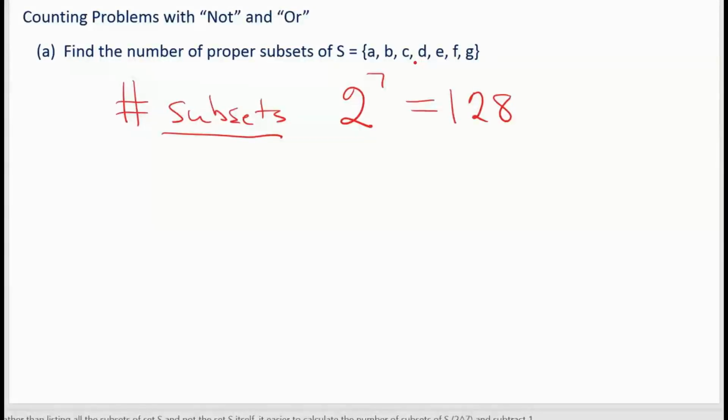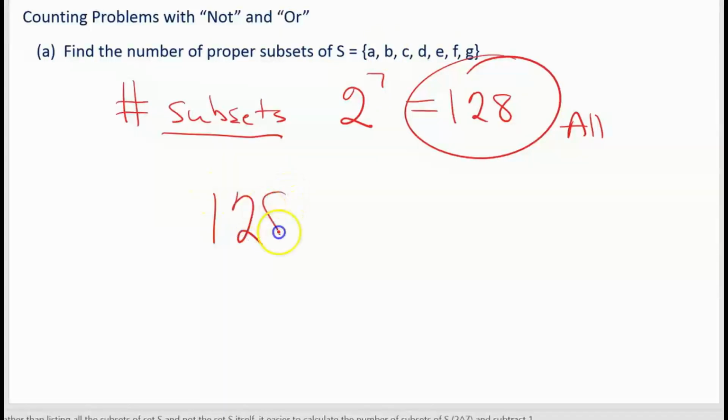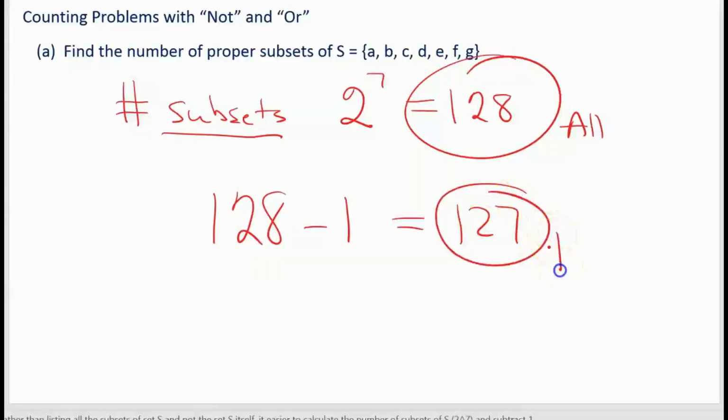But now this doesn't answer the question. What we're going to do is use the complement. Now, 128 is all the subsets. That's all of them. But it asks for proper subsets. So you know what we're going to do? We're going to subtract out the one subset that is not proper, which is the whole set. It's 128 minus 1, which is 127 proper subsets.